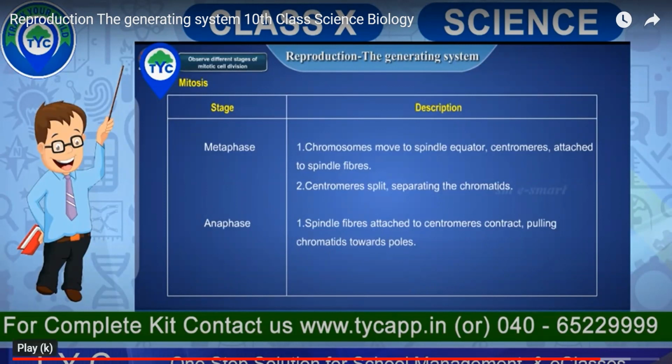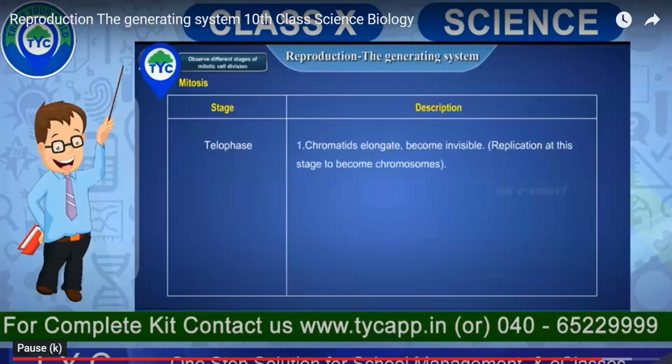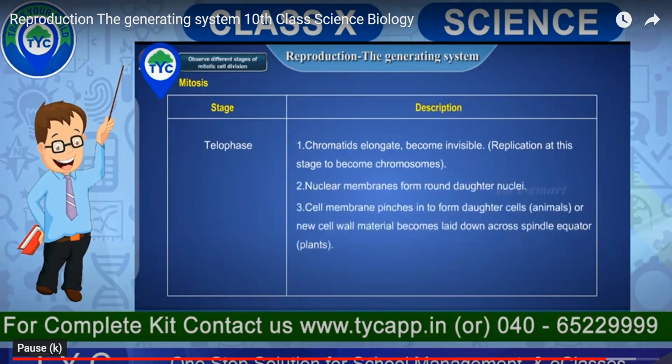So after this comes the last stage of the cell division, and we call it telophase. So in telophase, we can see that these chromatids elongate and they become invisible. And at this stage we can see the clear formation of the chromosomes, and a nuclear membrane forms around the daughter nuclei. So once this is divided, you can see the clear formation of the daughter nuclei.